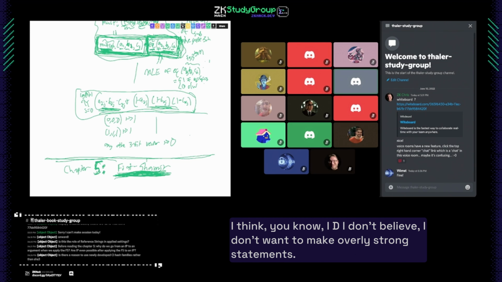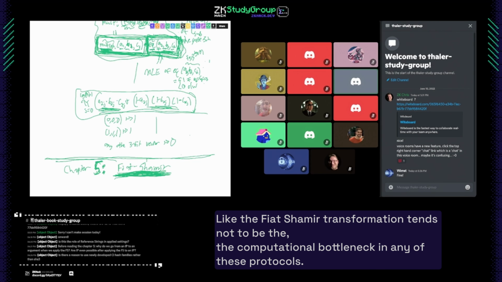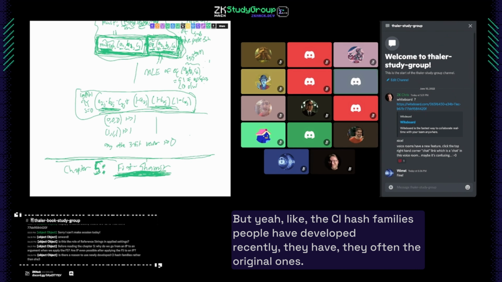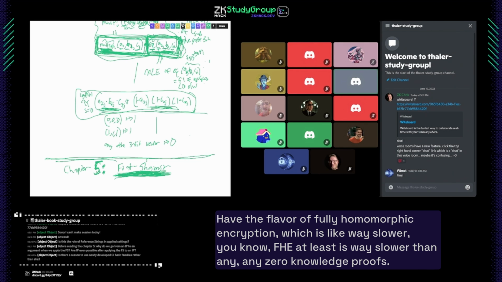I don't want to make overly strong statements. The Fiat-Shamir transformation tends not to be the computational bottleneck in any of these protocols, so maybe even using very expensive hash families is fine. But these CI hash families people have developed recently, the original one had the flavor of fully homomorphic encryption, which is way slower. FHE at least is way slower than any zero knowledge proofs, really.